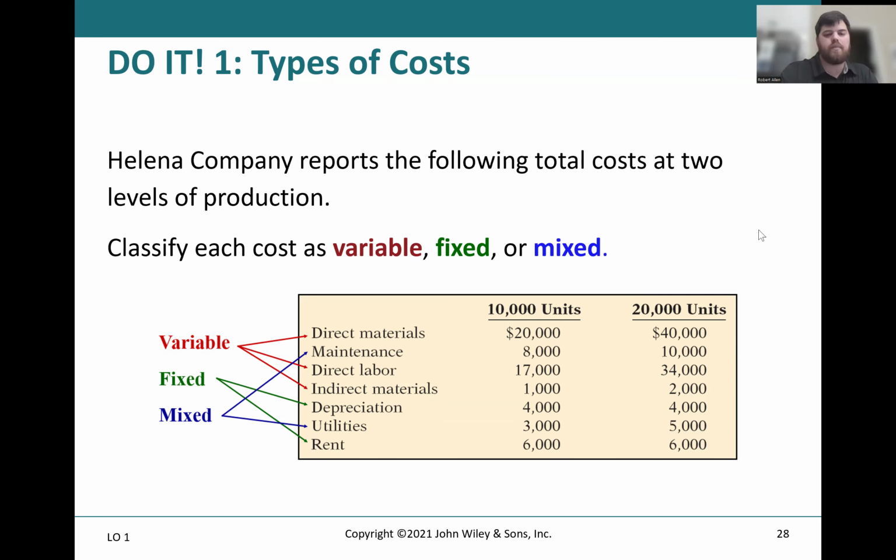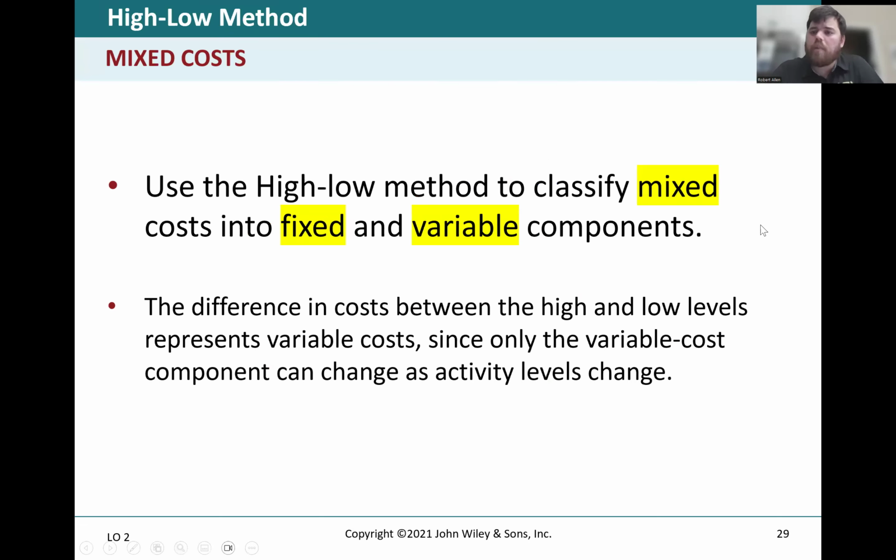Okay, moving on. The next thing we want to talk about is what's called the high-low method. Now, what's good about the high-low method is it's easy.